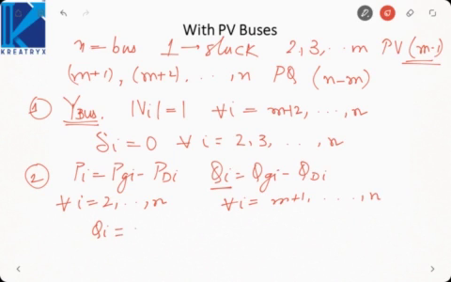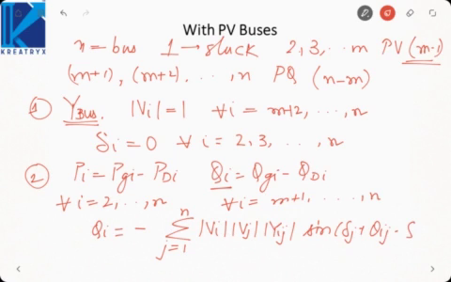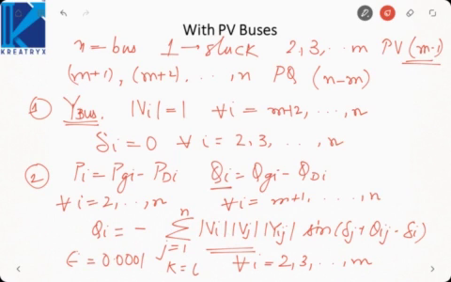Qi will be taken as minus summation j is equal to 1 to n, mod Vi, mod Vj, mod Yij, sine of delta j plus theta ij minus delta i. Okay, that is the equation that we derived for the reactive power. From here we will calculate the Q for all i, 2, 3 up to m. So now at each and every bus I have the real and the reactive power injection. Now again we will set the tolerance as, let us say, 0.0001 and iteration count as 0.